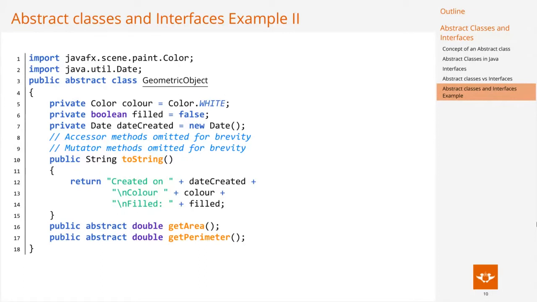So just as the example I was talking about earlier, geometric objects do have an area and a perimeter, but it doesn't make sense to do it inside of our abstract class because we don't know what the area of a geometric object is. We have to look at the subclasses to get the information. Therefore, we declare it as abstract. And you can see there's no curly braces indicating the body of the method.